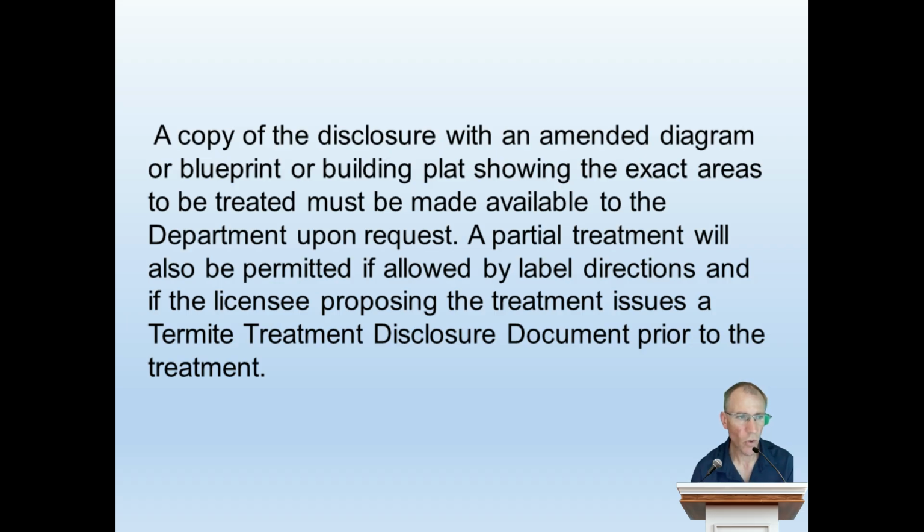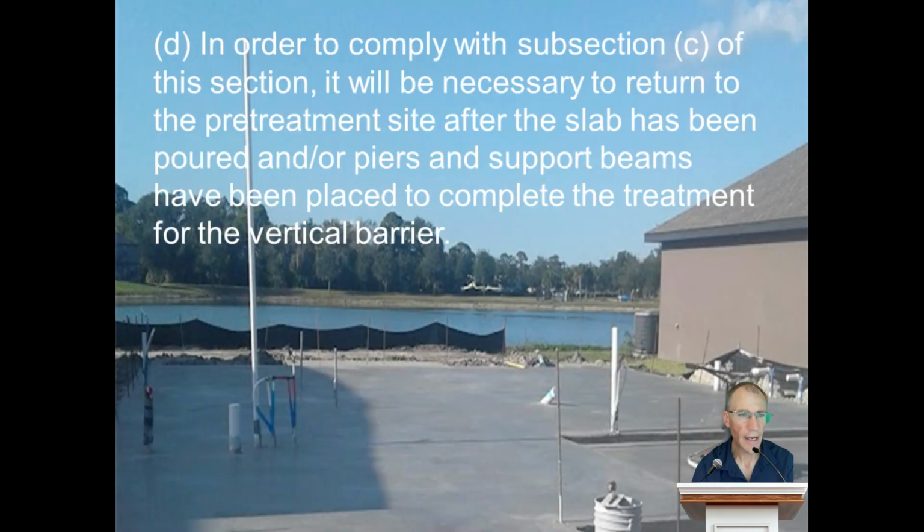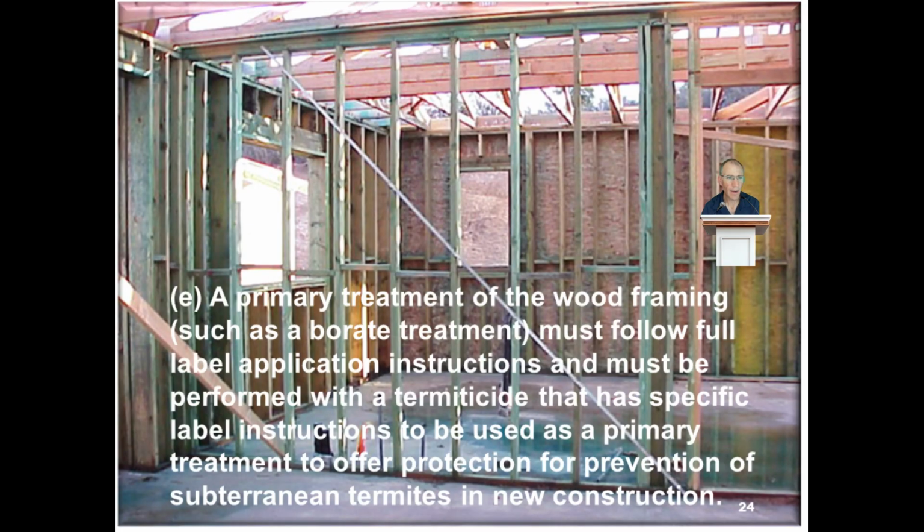A partial treatment will also be permitted if allowed by label directions and if the licensee proposing the treatment issues a termite treatment disclosure document prior to the treatment. D. In order to comply with subsection C of this section, it will be necessary to return to the pretreatment site after the slab has been poured and/or piers and support beams have been placed to complete the treatment for the vertical barrier.